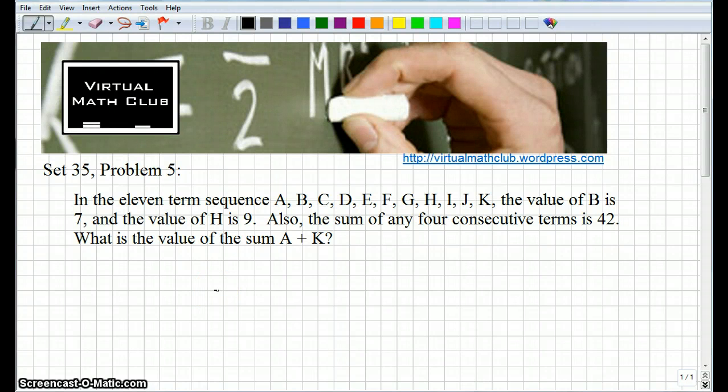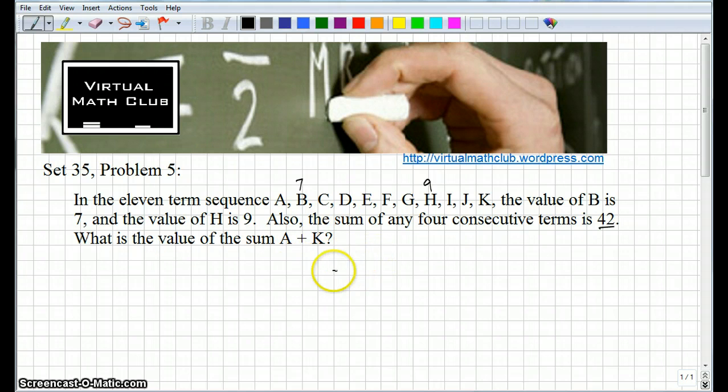Problem number 5. In the 11-term sequence A, B, C, D, E, F, G, H, I, J, K, the value of B is 7. I'll just put that right in here. And the value of H is 9. Also, the sum of any 4 consecutive terms is 42. What is the value of A plus K?